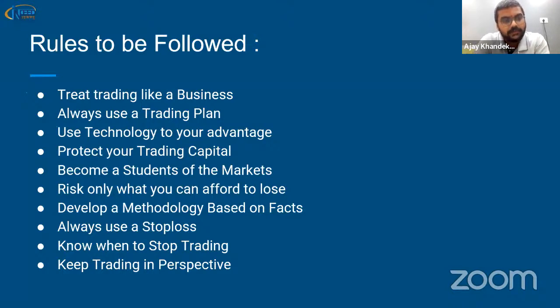So first, protect your trading capital, and always be a student of the market. Never think that you know everything about the market, that you can say it will only go uptrend from here, or downtrend from there. No, you have a different psychology, and the market is very vast, where many crore people are trading at the same time.